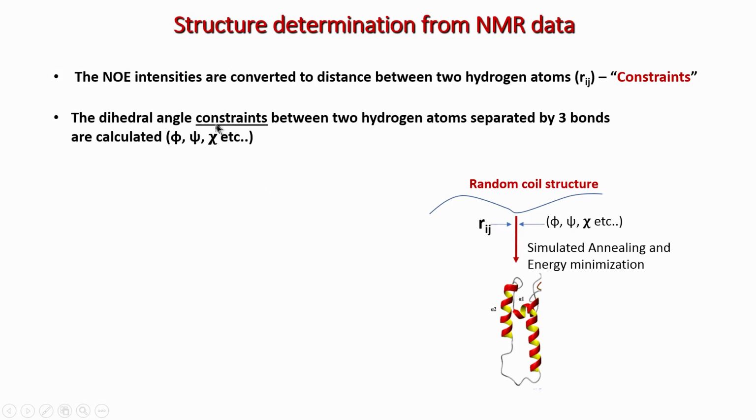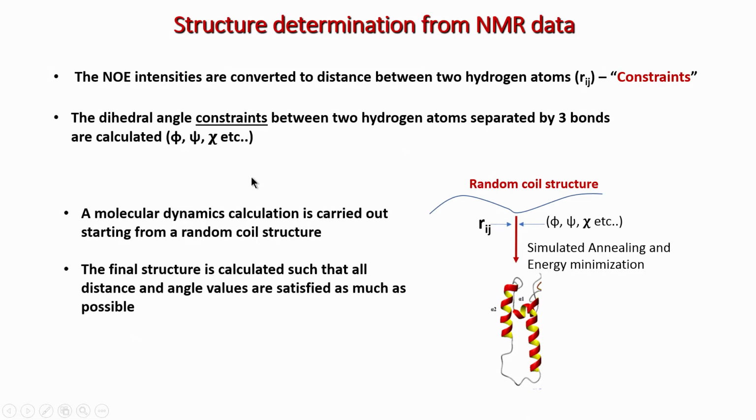Similarly, we also saw that we can get J values, J coupling, and from J coupling we can get the phi value. Those values are also given as constraints because they are restricting the geometry of the molecule. Then what is done next? Next, you start from a random coil structure. You can make this in a computer. You take a simple linear chain of amino acids because you know the sequence of your protein. So, you build in a computer a random coil structure, which is done by software.